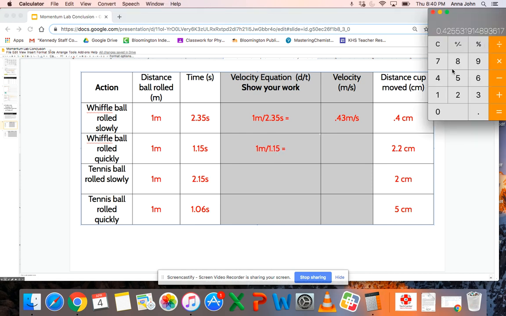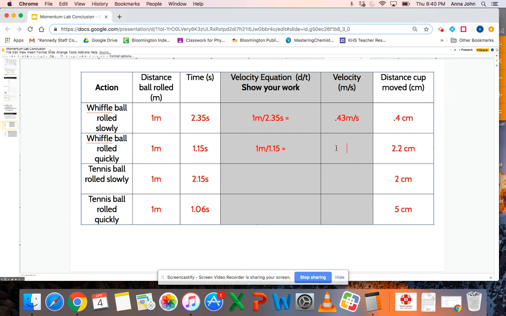Remember, your numbers are going to be slightly different because everyone's trials were a little bit different. But your numbers should be similar to mine. 0.87. If you're getting something really different, then check that you are dividing and not multiplying.